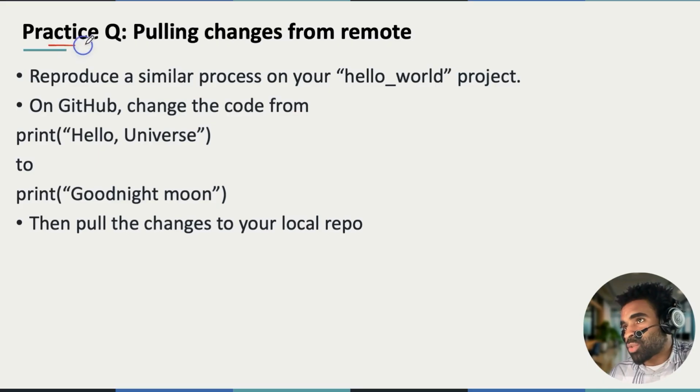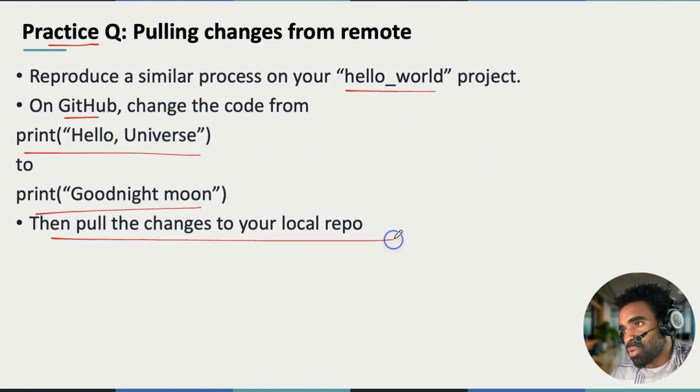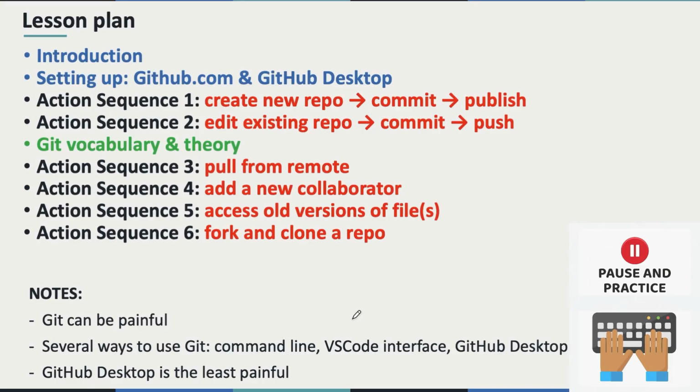Okay, so here's a practice question for you on that. I want you to reproduce a similar process on your Hello World project. So you go to GitHub and you change the code from what it currently is, Hello Universe, to Goodnight Moon, and then pull those changes down to your local repo. So pause the video and try that out.